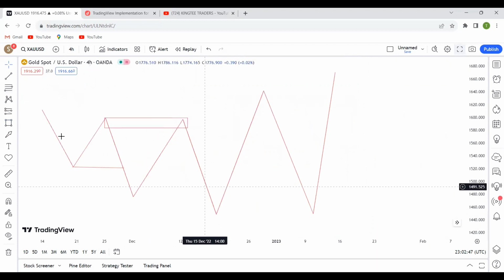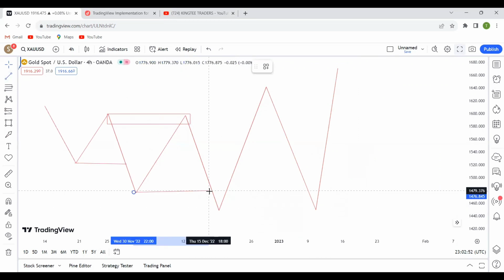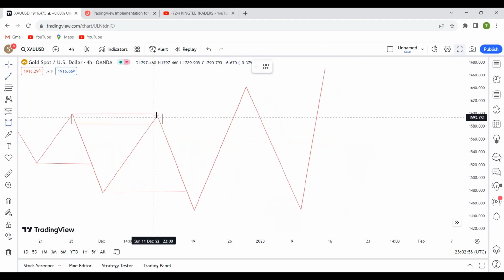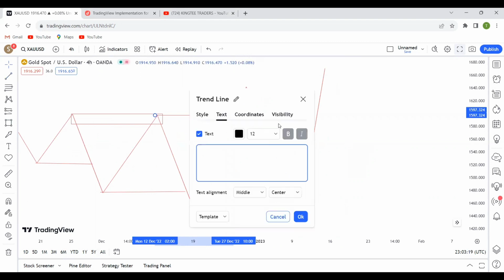Then the market dropped. After the market dropped, it created another BOS, or break of market structure, here. This is a break of market structure. From this break of market structure, our order block was supposed to be here, the last bullish candlestick here. But in this case, look at what happened. The market violated that order block. So we are going to have a change of character here. This is going to be our change of character.